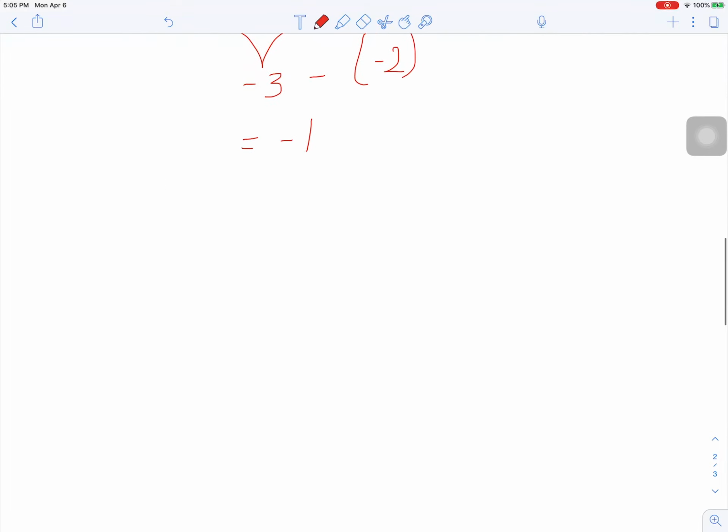Hopefully that makes sense. Moving on to B. B is going to do the same thing. If you're ready to try it on your own, go ahead. But you have negative m plus n minus mn.